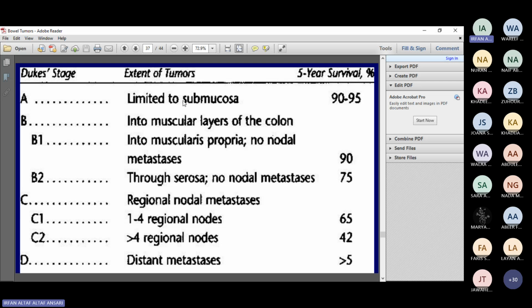A patient has been diagnosed so and so. The biopsy shows a well differentiated adenocarcinoma involving the mucosa and submucosa, and no muscle is involved, no serosa is involved, but 5 regional lymph nodes are positive for malignancy. So what will be your Dukes stage? A, B, C, D. Or if I say B1, B2, C1, C2, what will be your answer?